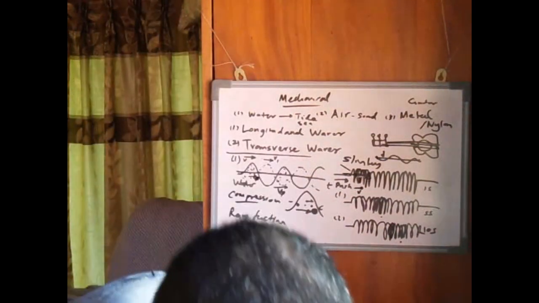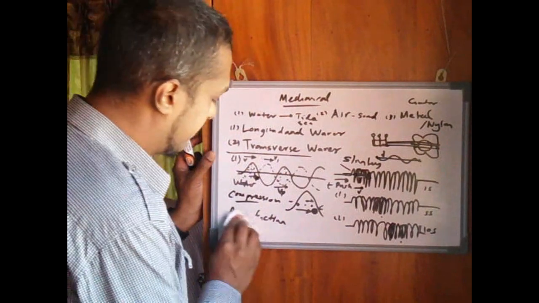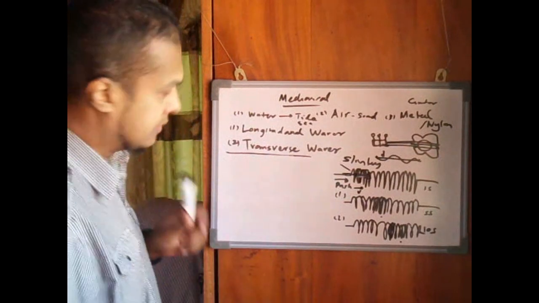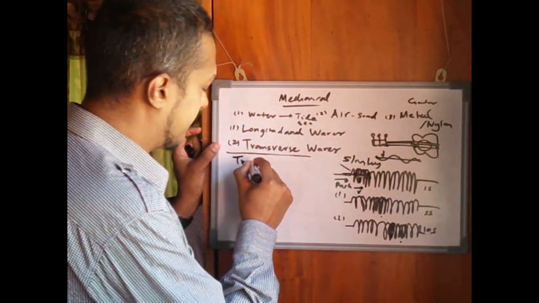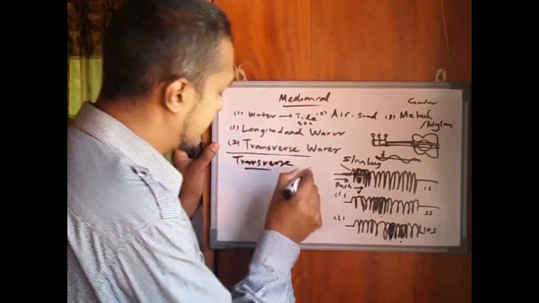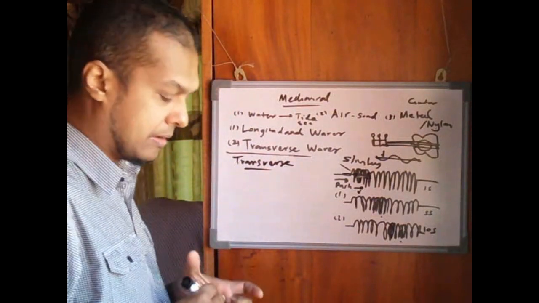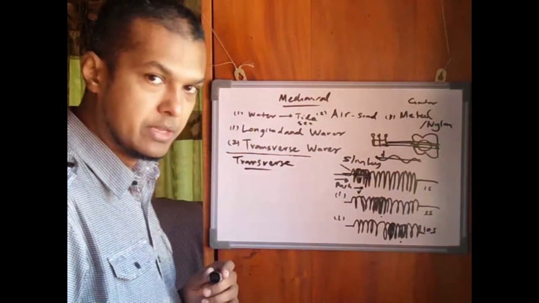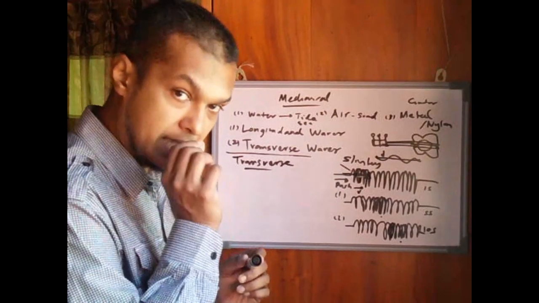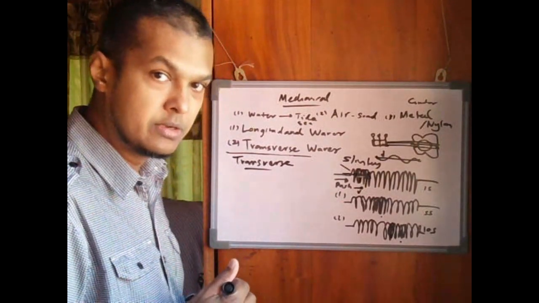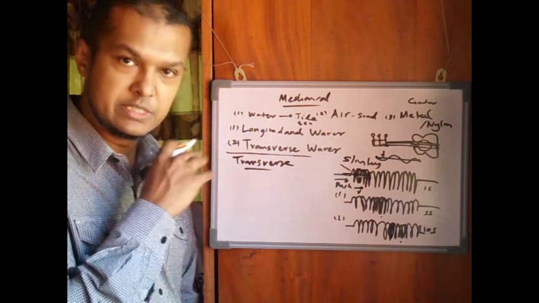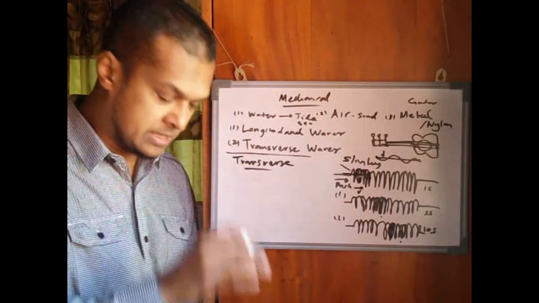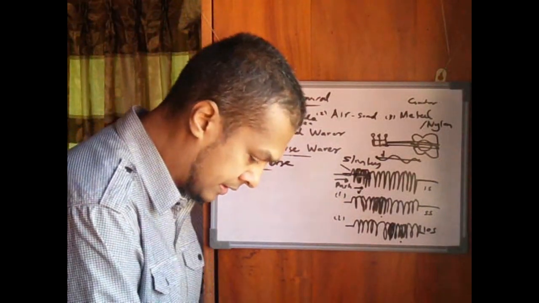Let's discuss transverse waves briefly. If the direction of the wave is perpendicular to the direction of the actual particles, then they are called transverse waves. In the longitudinal wave, it's the same direction, but in transverse waves, it's 90 degrees apart.